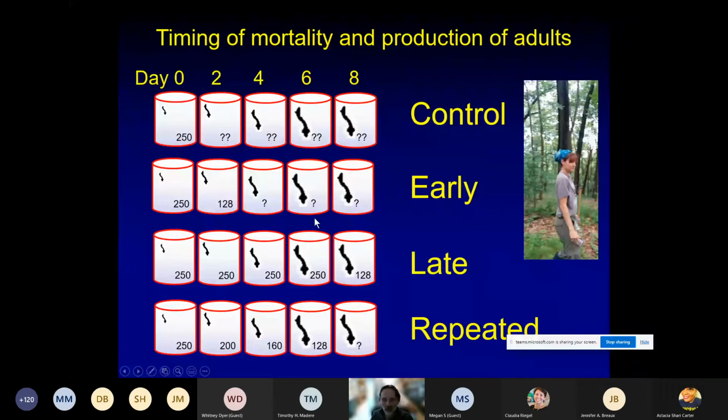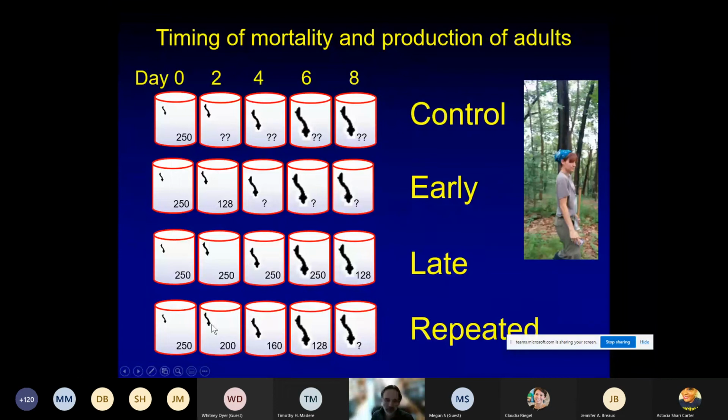In the early mortality treatment, on day 2, we imposed 48% mortality on the population of larvae by randomly removing 48% of the individuals. And then we left them go, however they continue to survive, grow, and develop. In late mortality, we imposed the same 48% mortality, but only on day 8. And you see that we held the density constant by replacing individuals that died any time before we imposed our mortality. So we really tightly controlled the density all along, only imposing mortality on day 8.